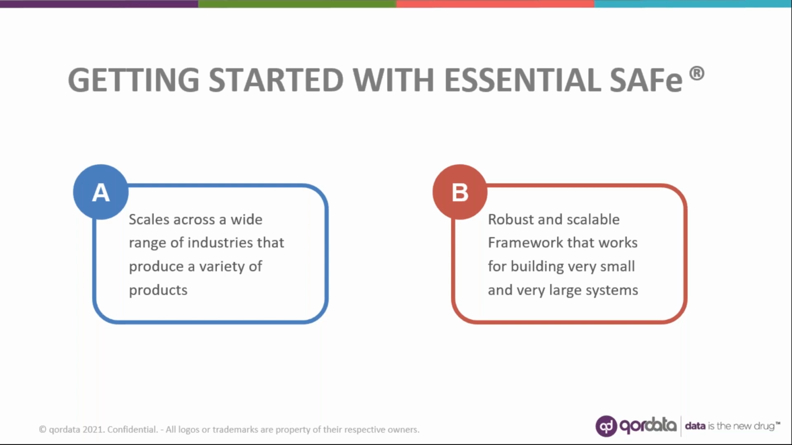There is a minimum set of elements required to successfully deploy SAFe across teams of teams. That's where Essential SAFe comes into play. Essential SAFe is basically the smallest configuration of SAFe, which is robust and scalable, and it can be implemented with the least configuration to start with for any kind of organization.